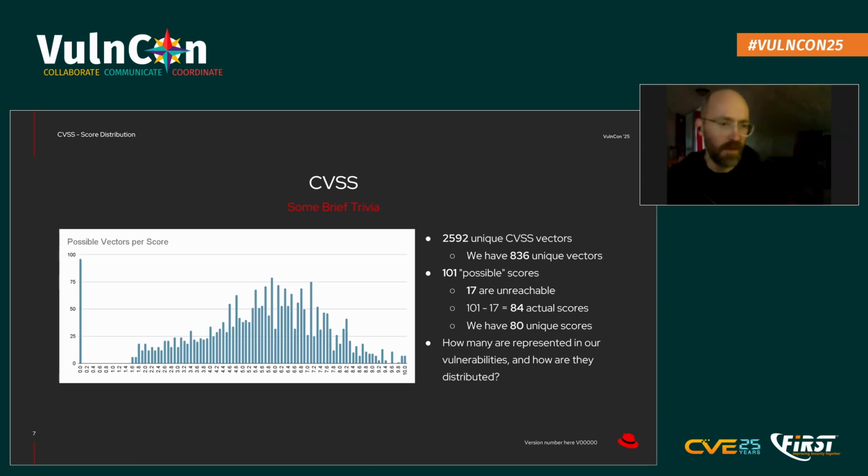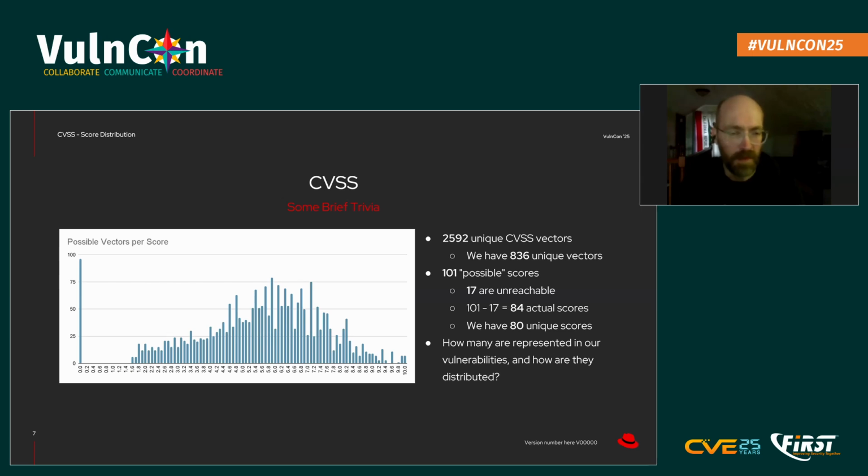So first we'll start with CVSS. The graph here is showing you some basic trivia about CVSS. You might not have done the math before yourself, but there are about 2,600 unique CVSS vectors. And out of those 2,500 unique CVSS vectors within our data set, we only have assigned 836 unique different vectors. But what this graph shows is that even though there are that many unique vectors, there are obviously only 101 possible scores for each of those vectors to resolve to.